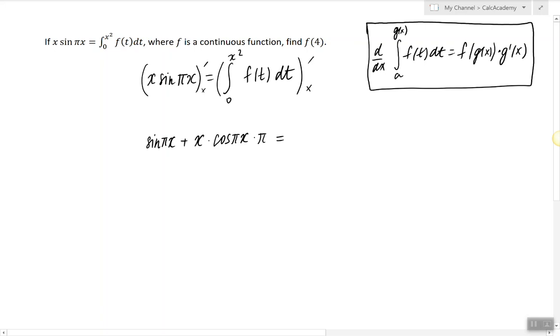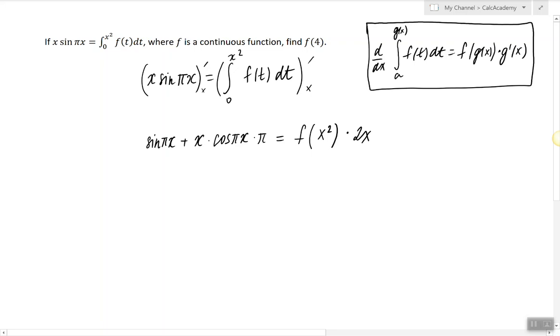So instead of f of t, I'm going to plug in x squared for t, and then I have to multiply everything by the derivative of x squared, which is 2x.